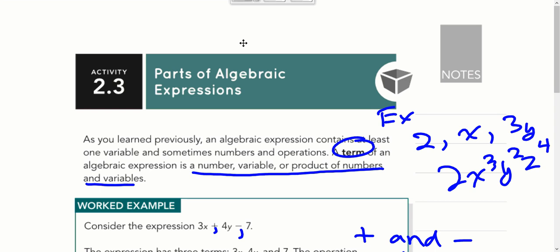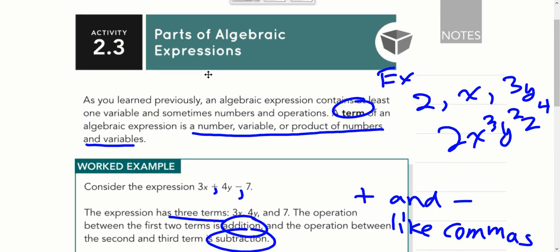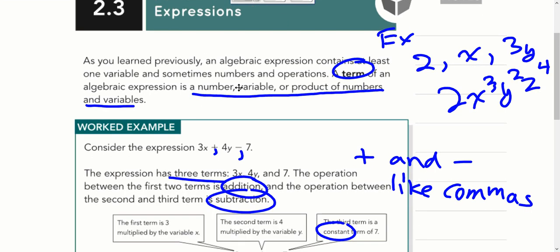This is the second part of our lesson on this. Today we're going to talk about the parts of algebraic expressions, not just writing them out and translating them. To start with, we talked about this very important word called term. In math, the term is the number or variable or product of numbers and variables.